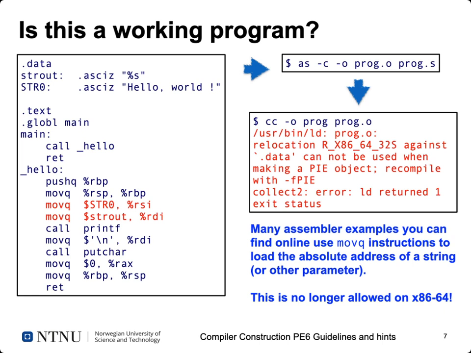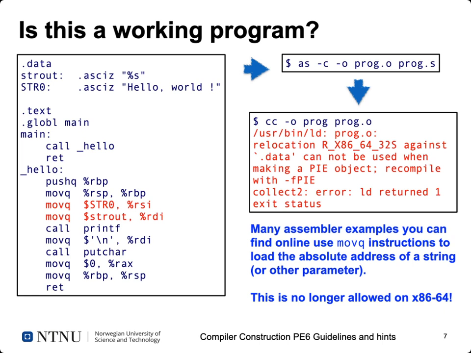And this is no longer advisable because absolute addresses make it easy for attackers who try to exploit security holes to guess addresses. So usually modern Linux systems try to move code and data throughout the virtual address space in order to provide as little predictability as possible for an attacker. This means addressing strings using an absolute address is no longer allowed. So this movq instruction would replace these parameters $str0 and $strout with the absolute addresses of our two strings in the data segment. And this no longer works.